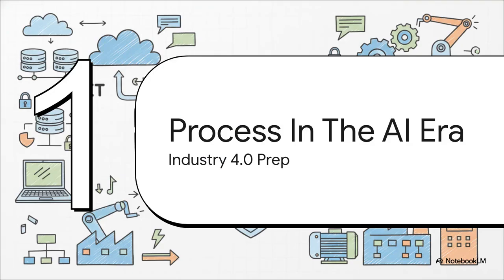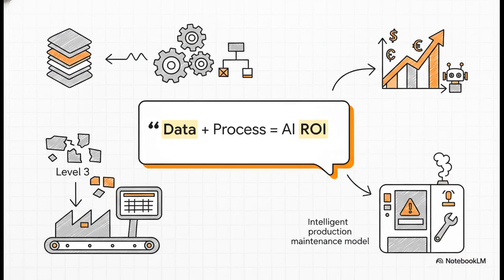Section 5. Process in the AI Era, Preparing for Industry 4.0. To survive Industry 4.0, we obviously have to adapt. So the crucial point is captured beautifully in this one simple axiom: data plus process equals AI ROI. AI tools, whether we're talking about predictive maintenance or intelligent schedulers, are entirely dependent on the quality of your process data. I mean, think about it. Your fancy predictive model is completely useless if the underlying data flowing from level 3 is just garbage.